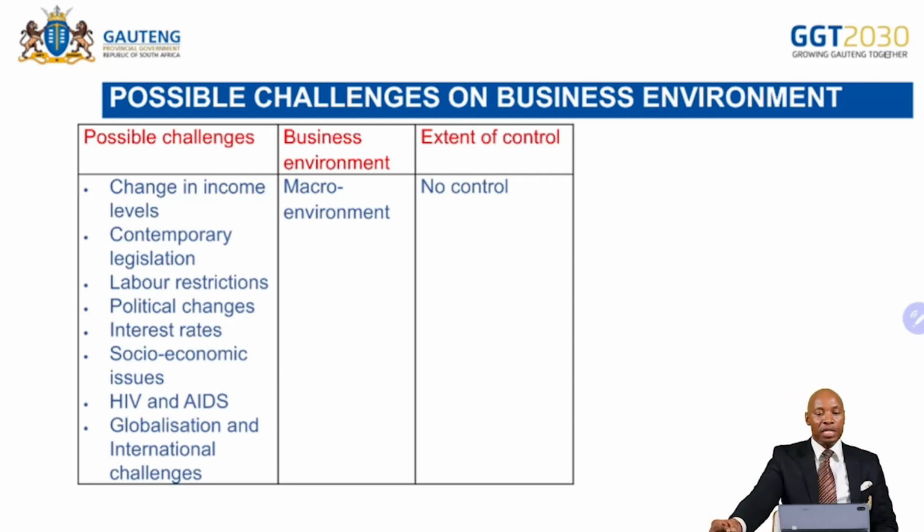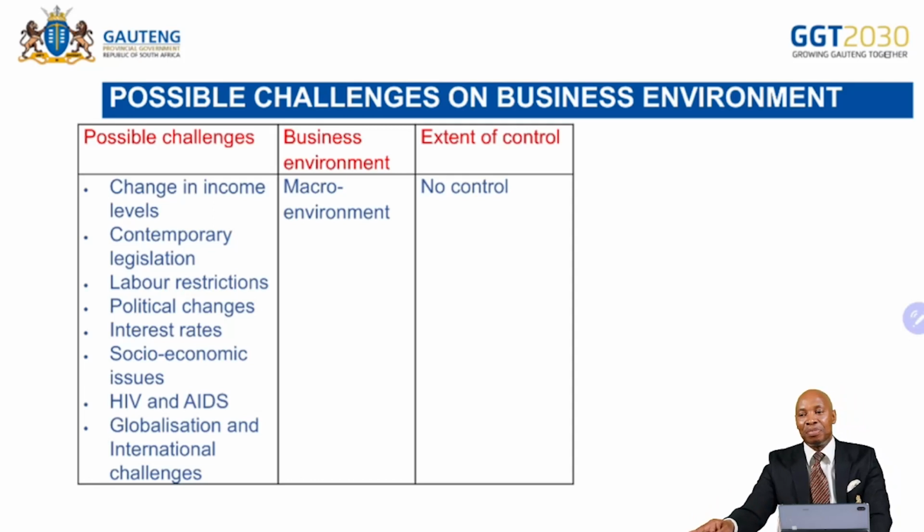Now, let's look at these possible challenges on business environment. You have change in income, contemporary legislation. You see now, if you understood your personal factors, then here it becomes simple. Because here we are talking about legislation. We are talking about the change in income level. Now think of what we did as we were doing the personal analysis, and then which business environment.